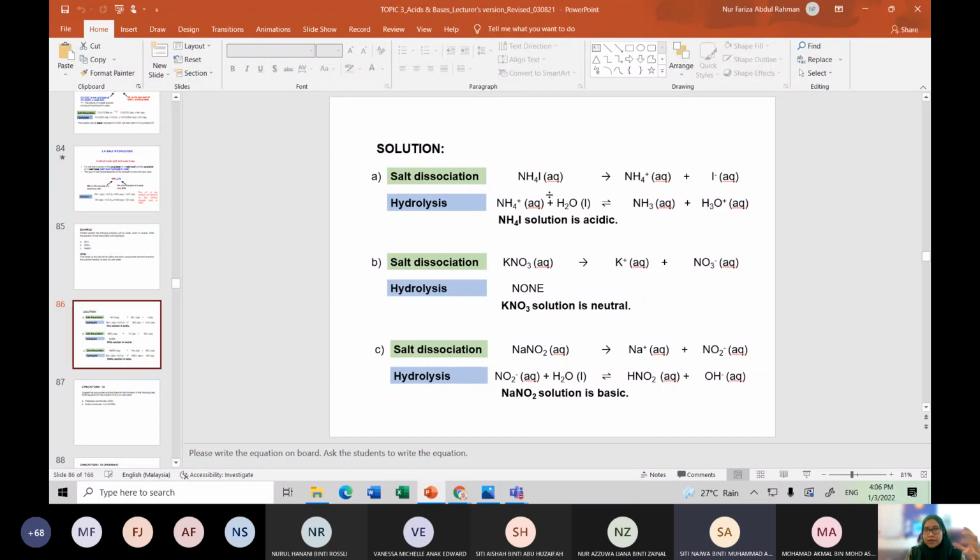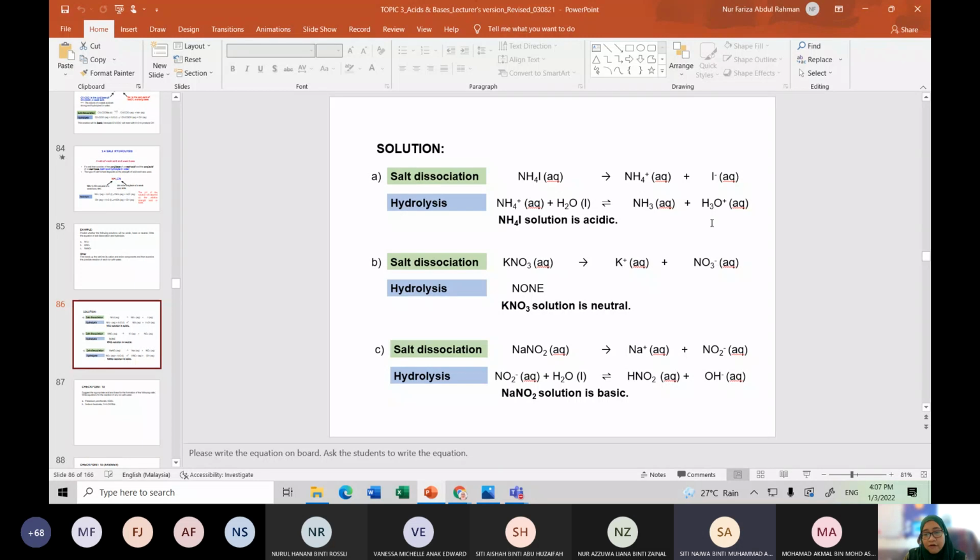But to make it faster and easier, we can get the prediction of the characteristic of the salt by considering the reaction between the acid and the base of the salt, the components of the salt. So NH3 is a weak base, HI is a strong acid, so the salt will be acidic. That will be our prediction. Then we prove it: at the end you should be producing H3O+, and it is proven that the salt is acidic.